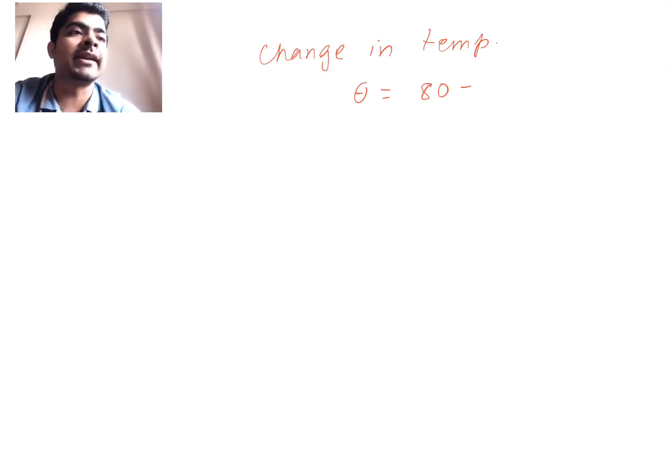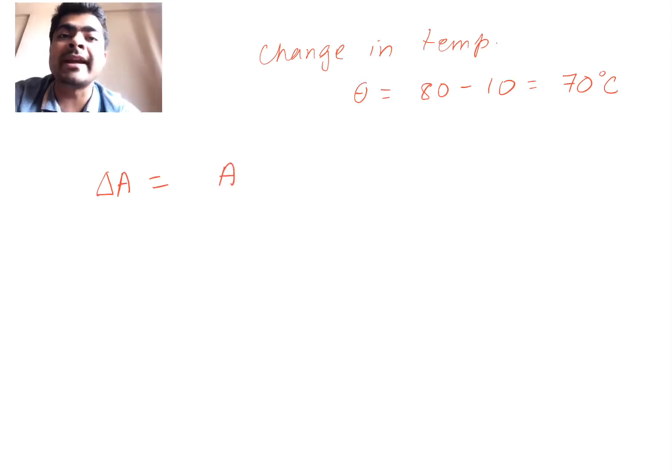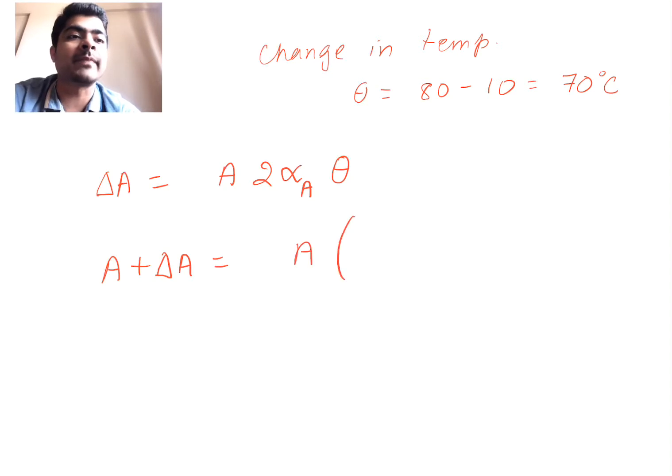First of all, your change in temperature, let's say theta, is equal to final temperature 80 minus initial temperature 10, so that is 70 degrees Celsius. Now talking about the container, the change in area of cross section of the container will be how much? Original area into coefficient of surface expansion, which is equal to 2 times coefficient of linear expansion of aluminium into theta. So the new area, A plus delta A, will be equal to A times 1 plus 2 alpha A into theta. This is the new area of the container.